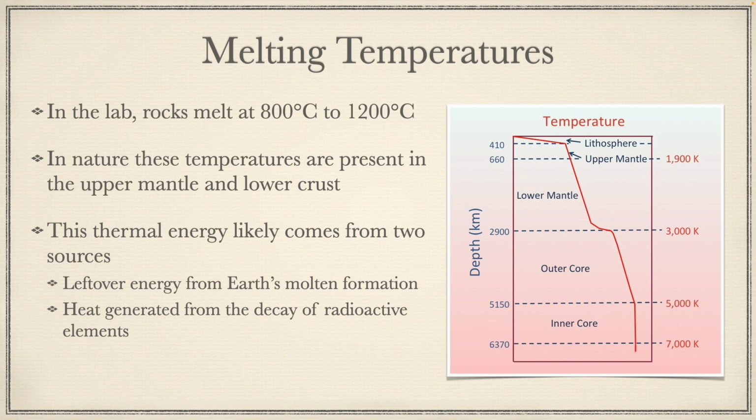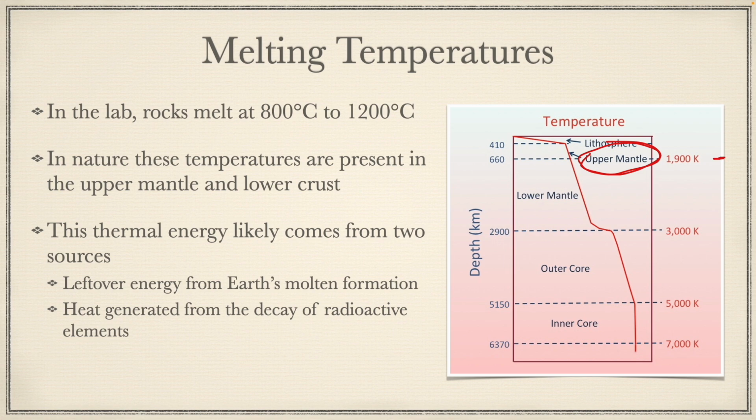So melting temperatures. So in the lab, rocks melt at 800 degrees Celsius to 1200 degrees Celsius. In nature, these temperatures are present in the upper mantle and lower crust. So you've got the lower part of the crust and the upper part of the mantle, which would be basically right in this area, right in here. Okay, so that's where we start to get those temperatures.